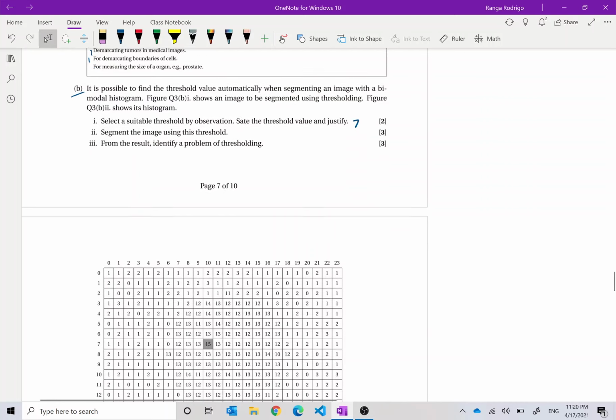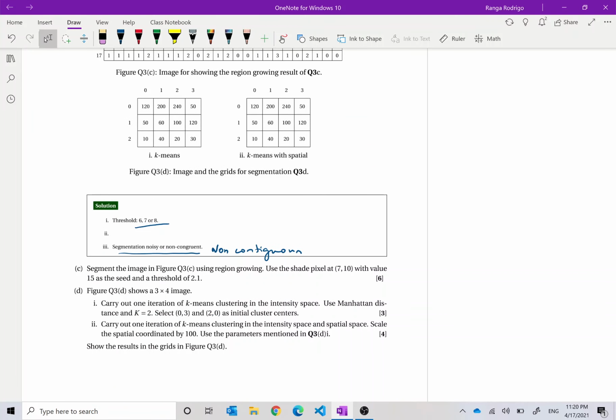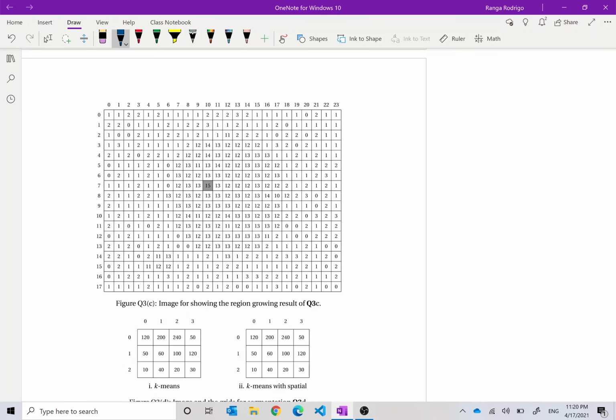Then we can move to part C. Segment the image in figure Q3C using region growing, using the shaded pixel at 7,10 with the value 15 as a seed, and the threshold is 2.1. So remember T, the threshold, is 2.1. The seed has been highlighted. So T is 2.1. So what is the algorithm?